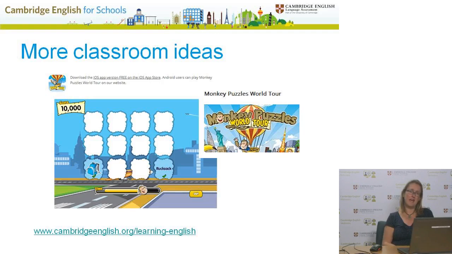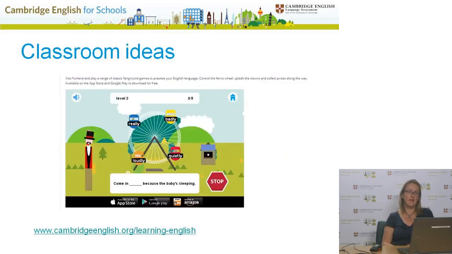This game is aimed at pre-A1 to A2, so it's suitable for learners who are doing Key for Schools. Here's another game. This one is suitable for A2 and B1 learners. In this game you have to press stop when you see the correct word for the sentence. So if you can see, it's a Ferris wheel there at a fun fair, and you need to stop when you see the correct word. So as you can see, the sentence is "come in blank because the baby's sleeping." So is the answer really, quietly, loudly, or badly?